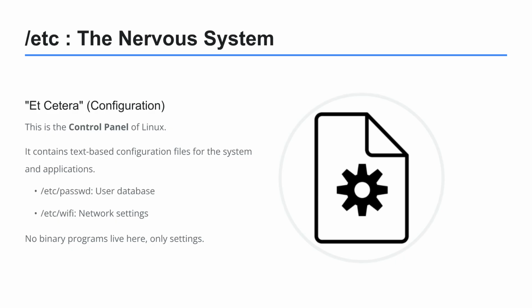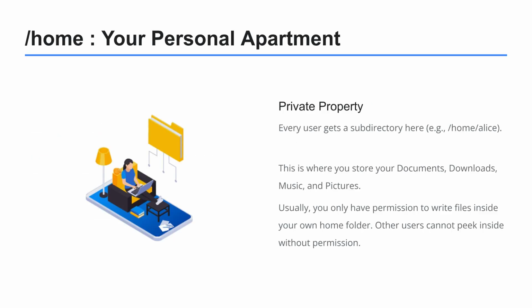/etc, short for etcetera, is the nervous system or control panel of Linux. It holds text-based configuration files for the system and applications, but no binary programs. /home is your personal apartment. Every user gets a subdirectory here for storing documents, music, and pictures. Typically, you only have permission to write files inside your own home folder.